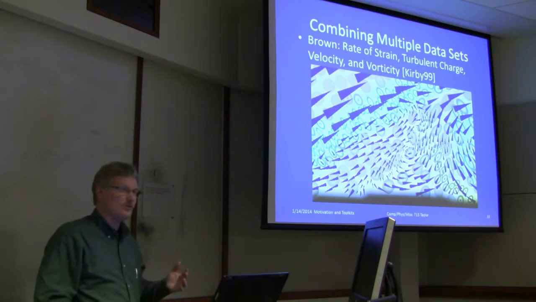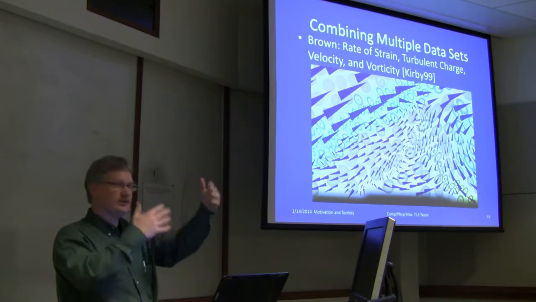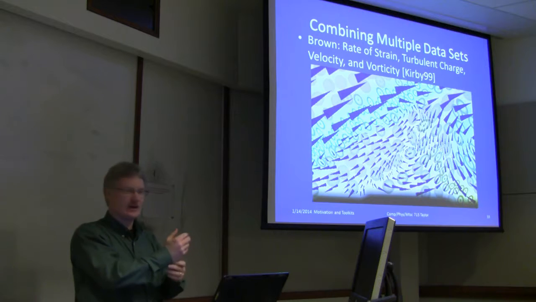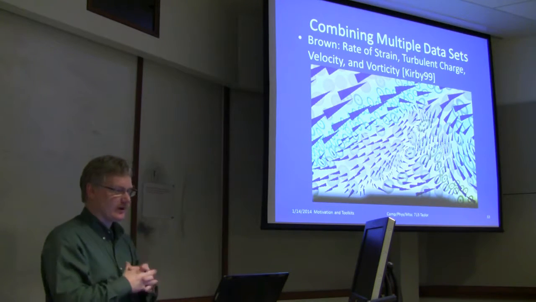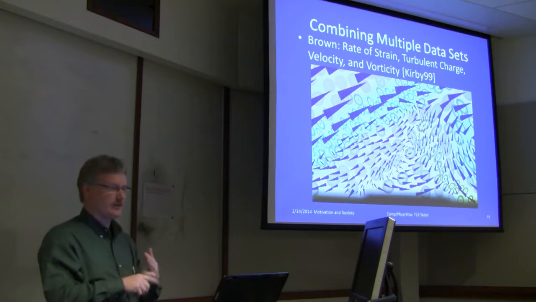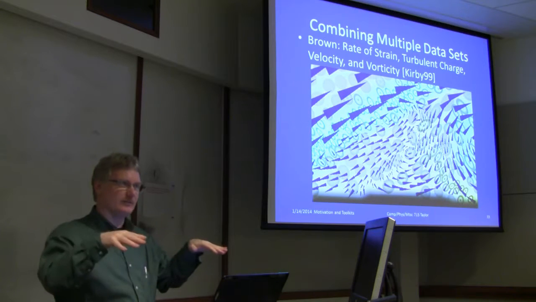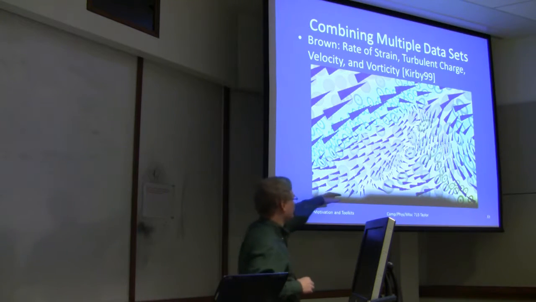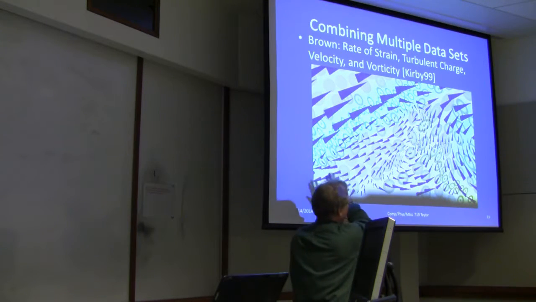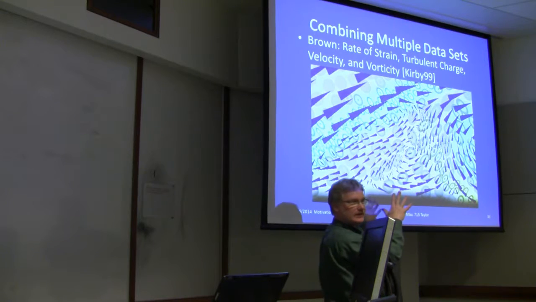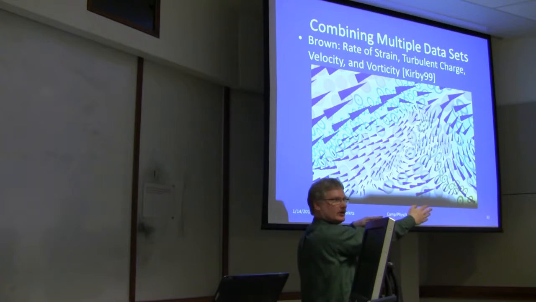All right, combining multiple sets. A lot of science is how does this compare to that? How are these two things driven by this third thing? So how do you display multiple data sets? This was a group at Brown University looking at the rate of strain, turbulent charge, velocity, and vorticity in a flow simulation over a blunt wing. Here's an airfoil wing down here, with airflow blowing over the top of it. This is actually a 2D slice through a 3D simulation, but it's symmetric in the third dimension, so it's just the same wing, uniform, going that way.